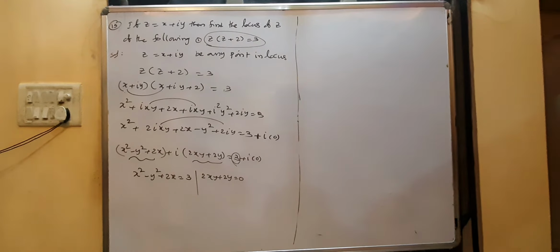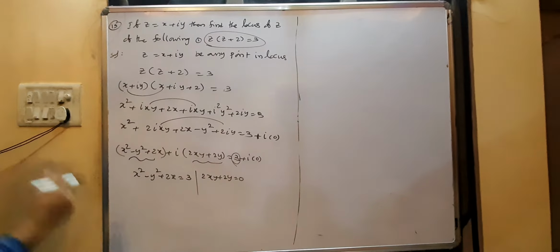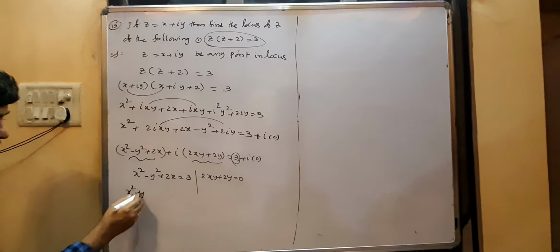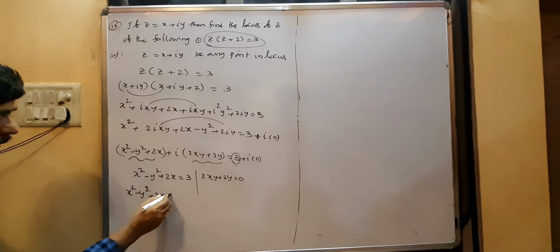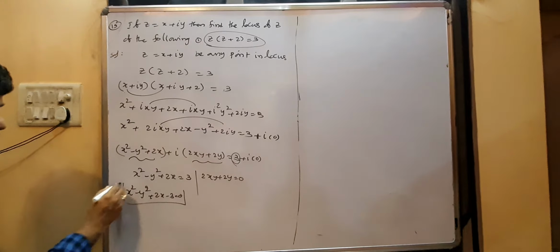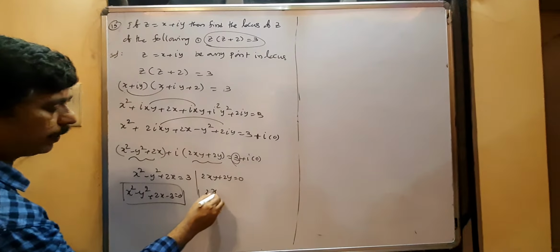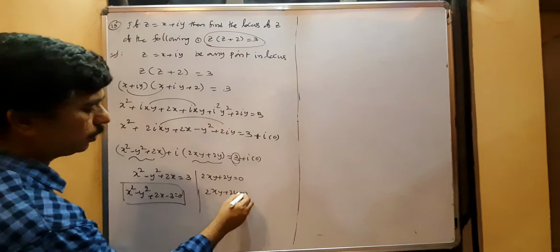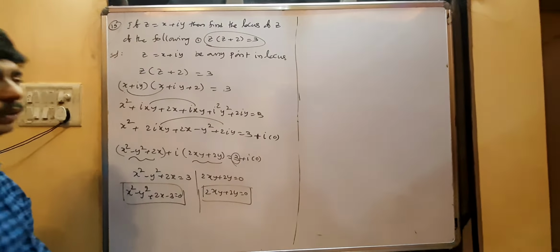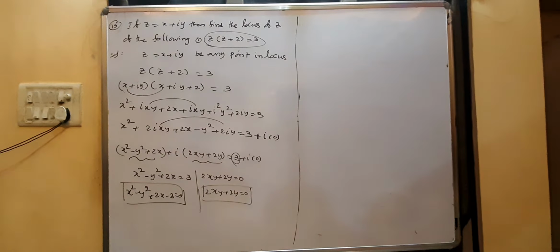Okay? So the locus of z is, taking 3 to the left hand side, x square minus y square plus 2x minus 3 equals 0, which is one line, and one more, 2 times xy plus 2y equals 0. Both the equations are satisfied by the locus of z. Copy it.